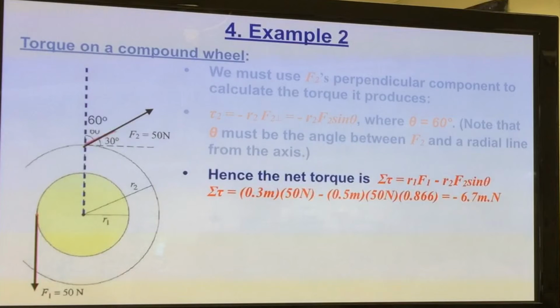That means that this wheel is going to accelerate in which direction? Clockwise? Clockwise, exactly. Because we had defined negative as being clockwise. And again, if we look at our right-hand rule, up is usually positive, right? And that's counterclockwise. Down is usually negative. That's clockwise.